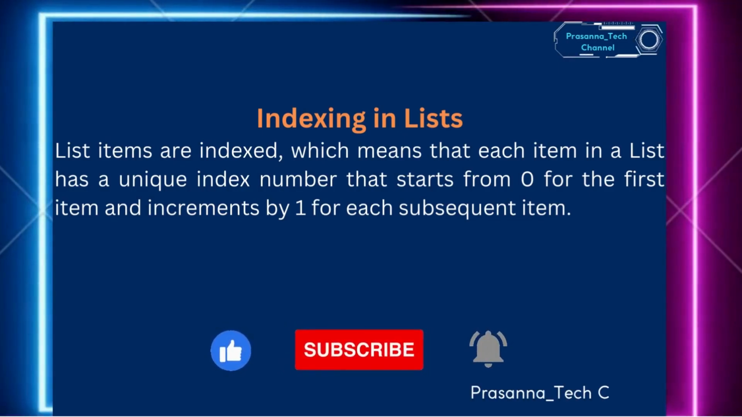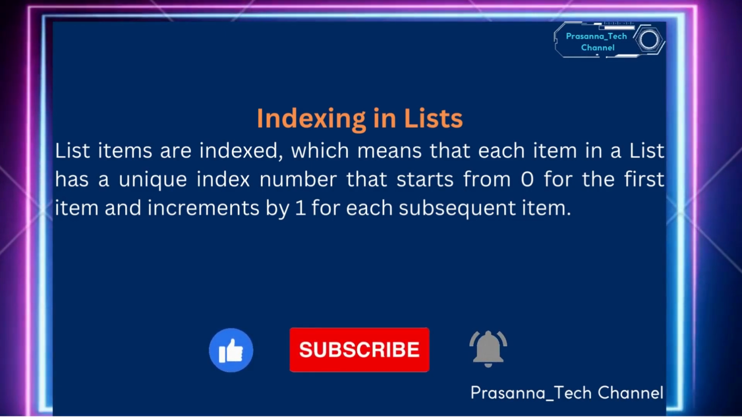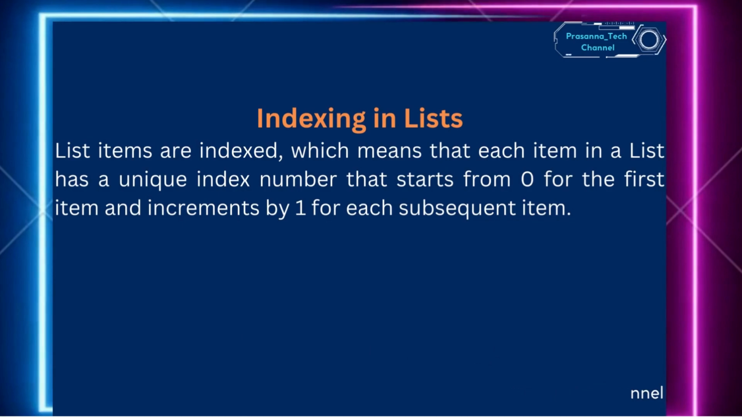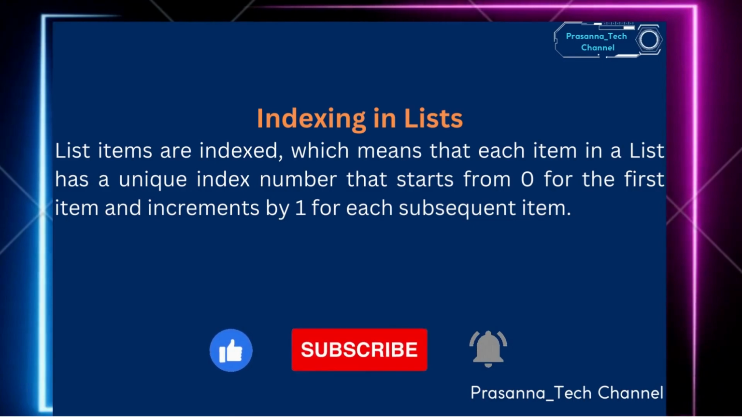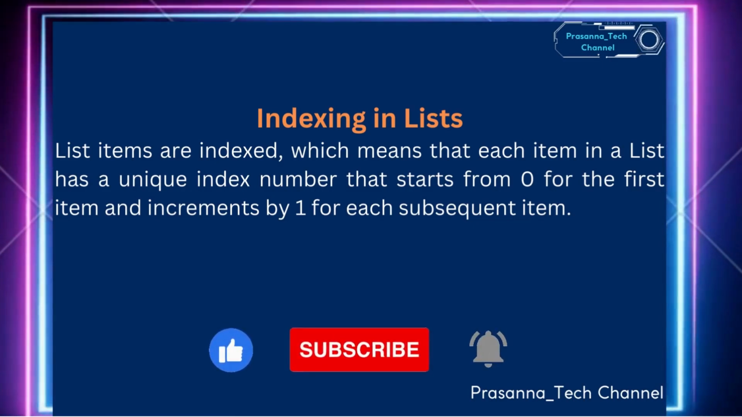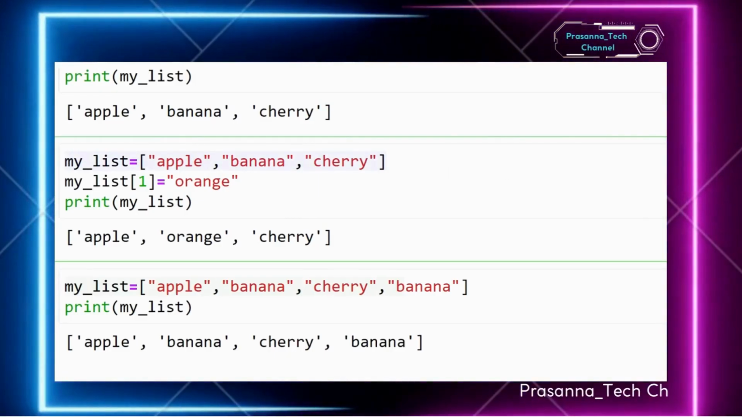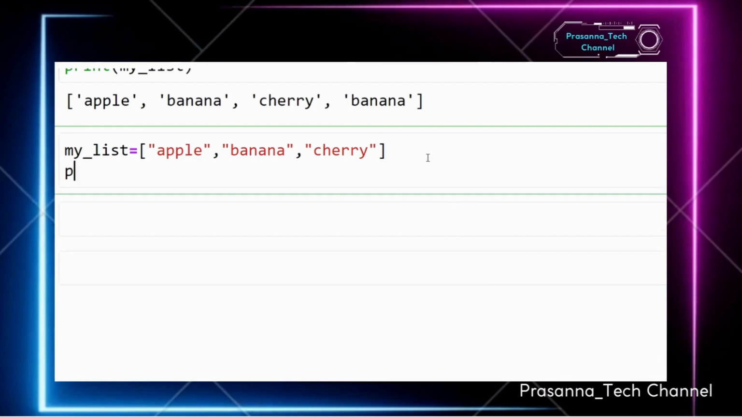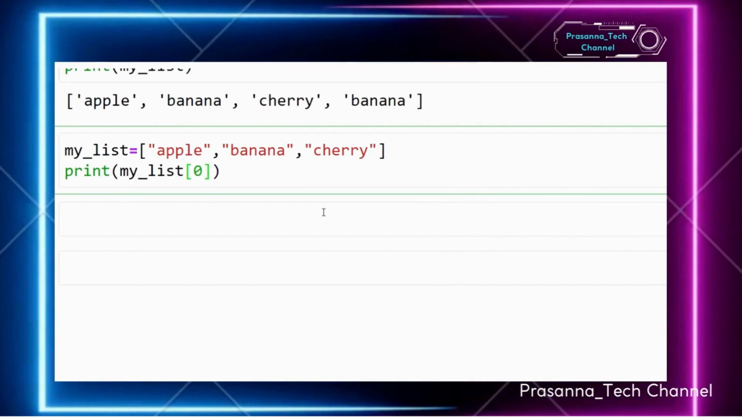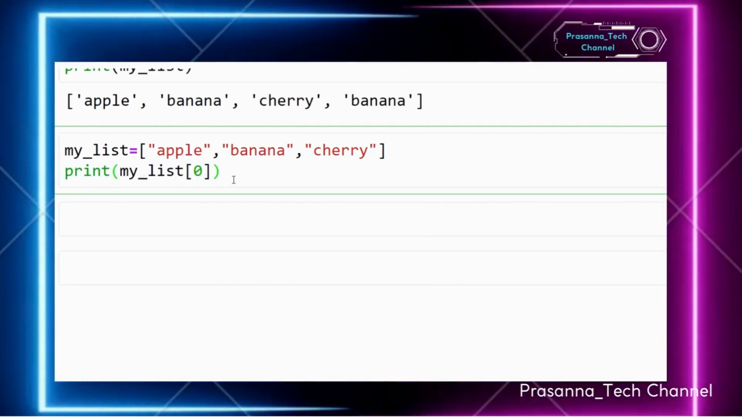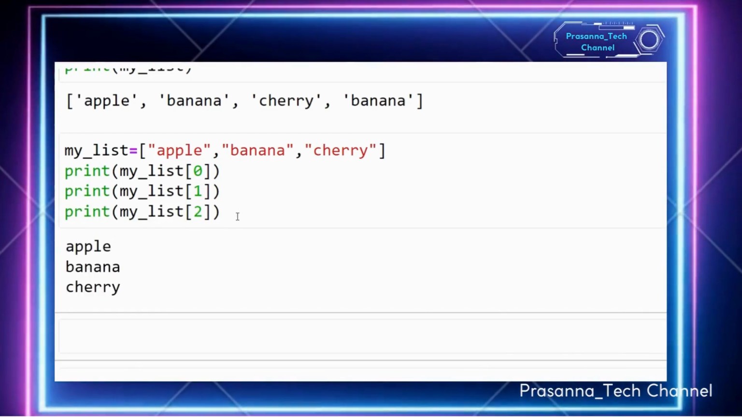Indexing in lists. List items are indexed, which means that each item in a list has a unique index number that starts from 0 for the first item and increments by 1 for each subsequent item. Now let's take an example. Let me copy the same example which we have used before. Print my list, index 0 position. Copy the same for index 1 position and index 2 position. And the result is: index 0 position is apple, index 1 position is banana, and index 2 position is cherry.